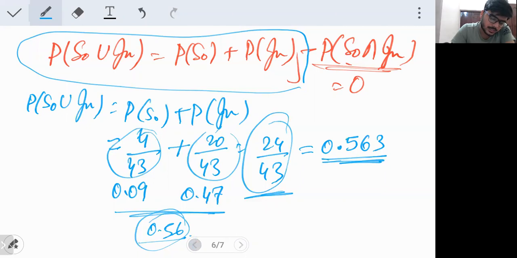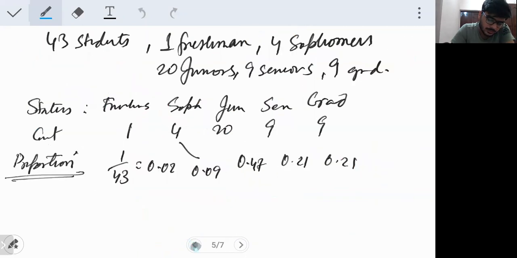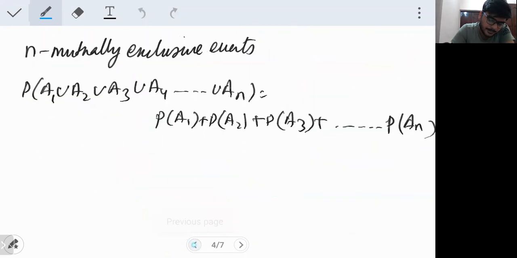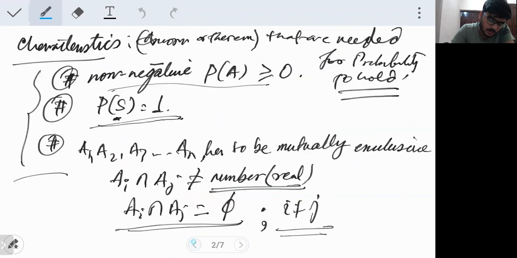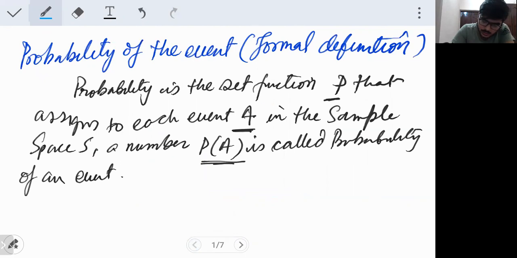So this is basically a probability. Let's recall what we studied just now: we gave a definition to probability, that probability is a set function P that assigns to each event A, right?